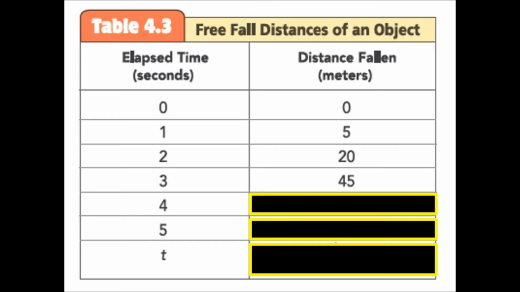Here we go. 45. Now, does that make sense? Well, let's see. At the end of the third second, the boulder was going 30 meters per second. So 30 meters per second plus 0, divided by 2, would make it 15 meters per second. For 3 seconds, it would be 45 meters.